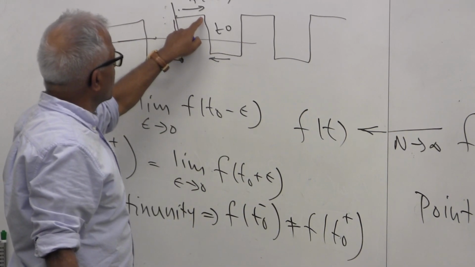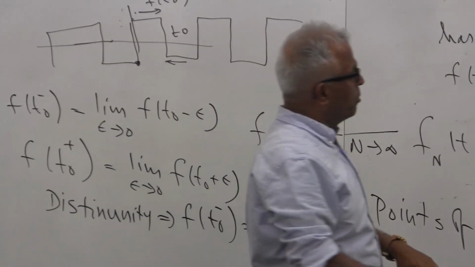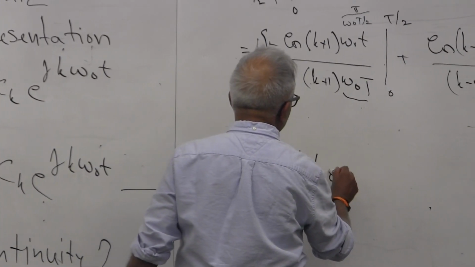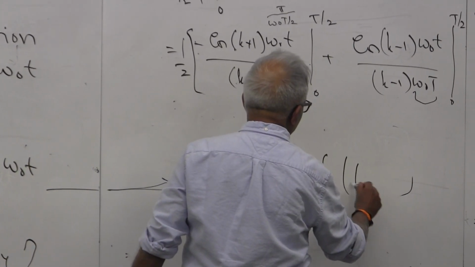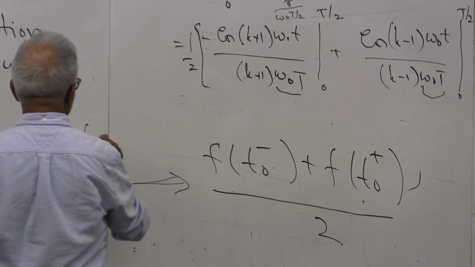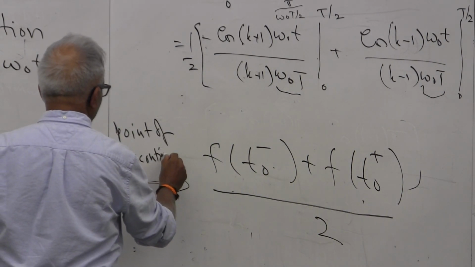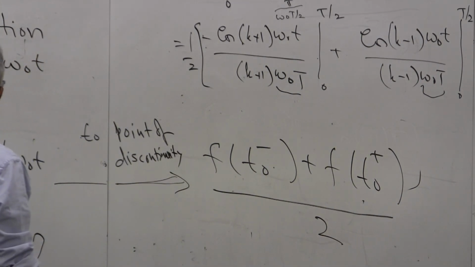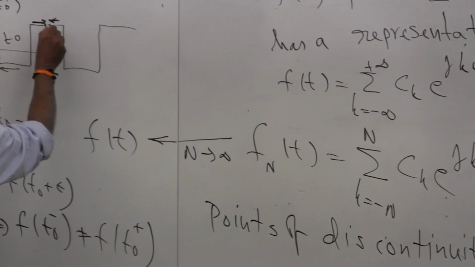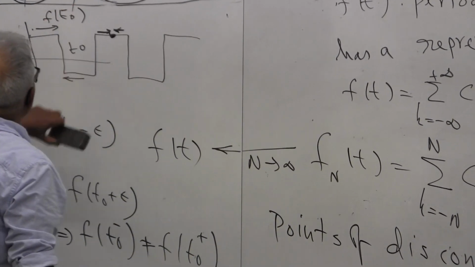At the discontinuity, if you come from the left, you get +1. You come from the right, you get -1. These two values are not the same. So what happens at the points of discontinuity? This partial sum will converge to the average value at the discontinuity. That's Fourier's complete theorem. T naught is a point of discontinuity. If there is no discontinuity, a point like here, if you come from the left or right, the value is the same as the value of the function. There this partial sum will converge to the actual value.